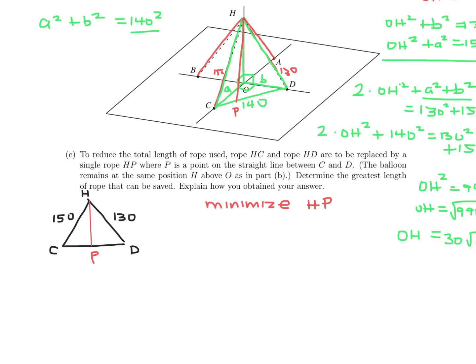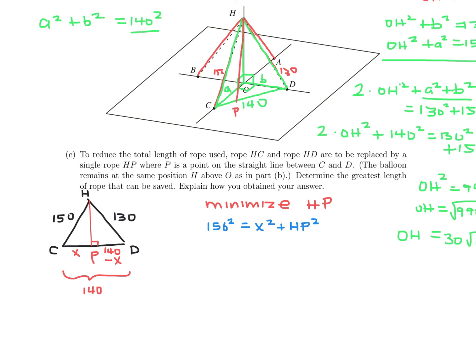CD we know. The full length from C to D is 140. That was given in the question. But C to P I don't know, so I'm just going to call it X. And then P to D is going to be 140 minus X. Since this was perpendicular, we have two Pythagorean relationships again. So, off we go with the Pythagorean theorem. Nothing really fancy. In the first triangle, HCP, it would be 150 squared is equal to X squared plus HP squared.